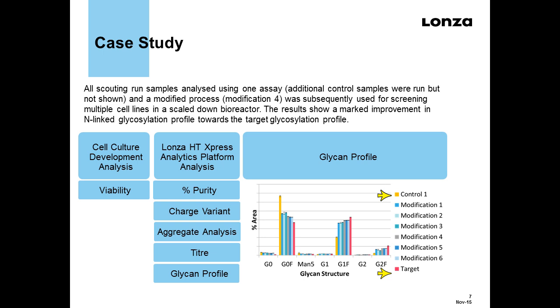Modification 4, which is shown in grey on the graph, was selected as the best modification based on a range of analytical data as shown in the blue boxes. So here we have cell viability, percentage purity, charge variance analysis, aggregate analysis, titer, and finally the topic of this webinar, glycan profile.